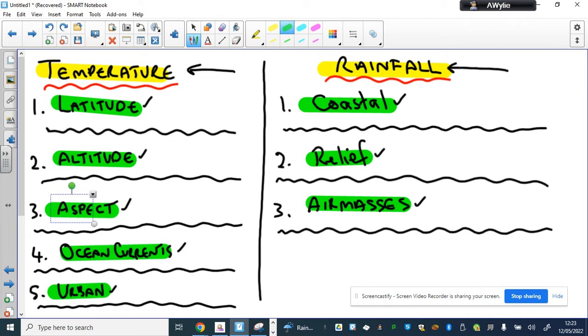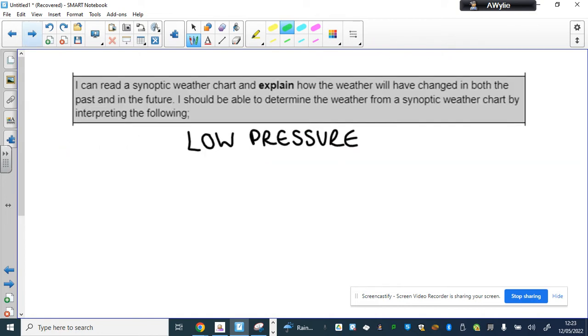All right, let's have a look at another flashcard that you can now go ahead and develop. So here's our learning outcome. I can read a synoptic weather chart and explain how the weather will have changed in both the past and the future. Now, I would suggest take a new flashcard. I would delete the next bit. I don't think the next bit is necessary. That's the skill. I'm going to actually show you this bit in a second. But what you want to write on one side of the flashcard is this, okay?